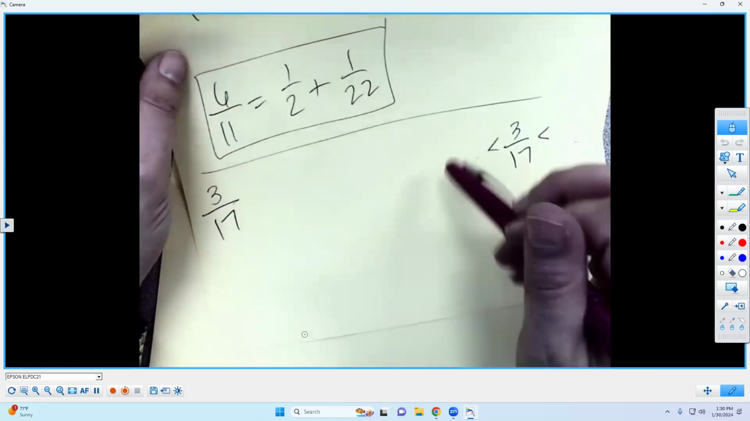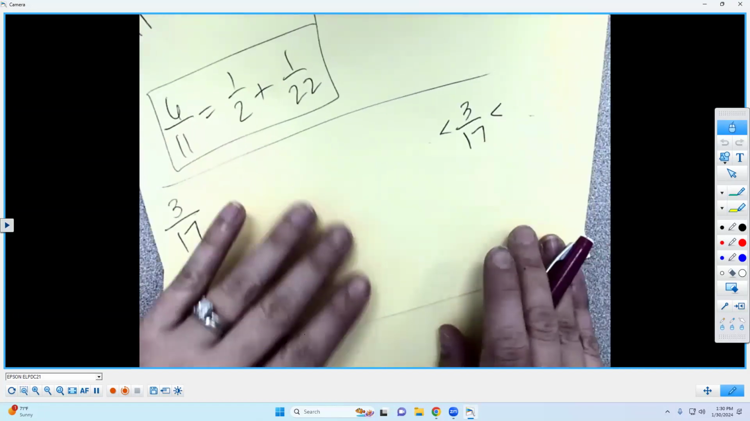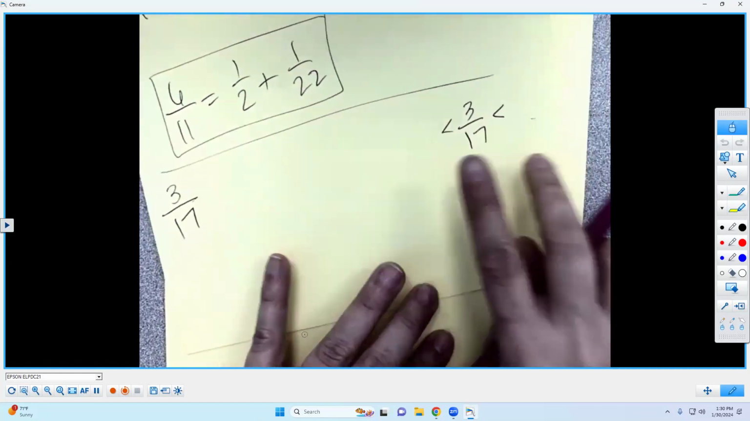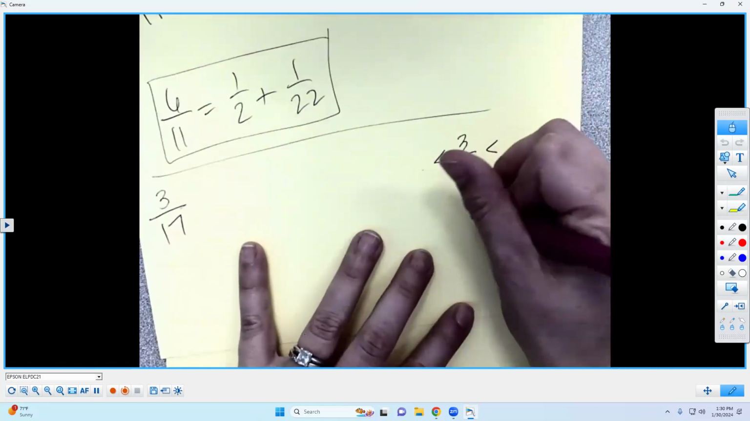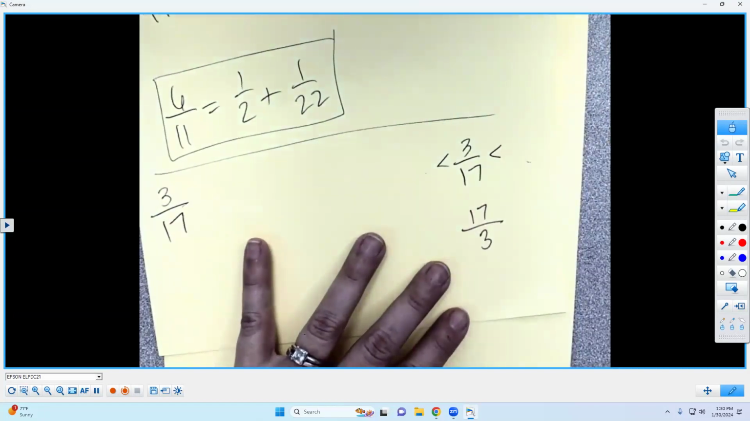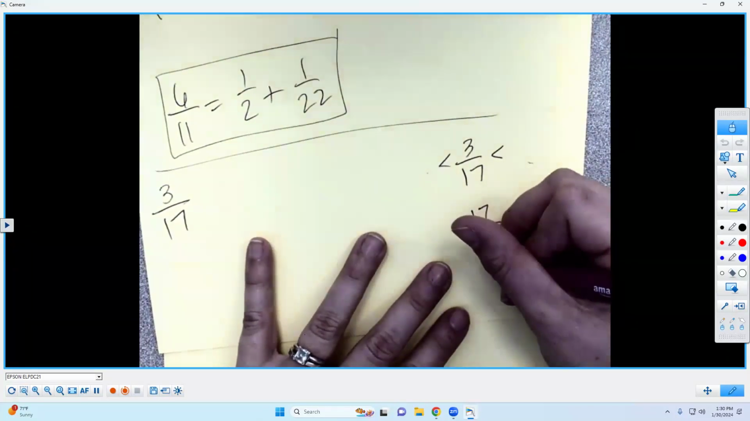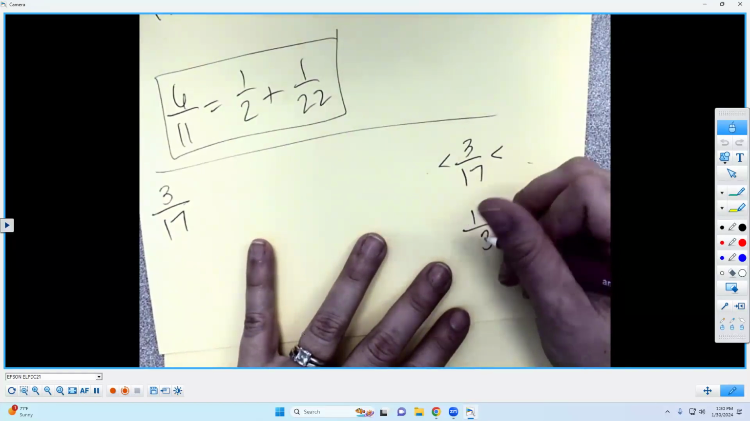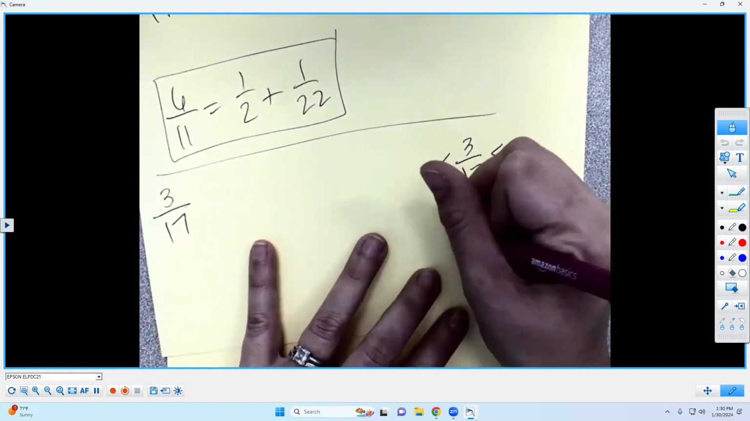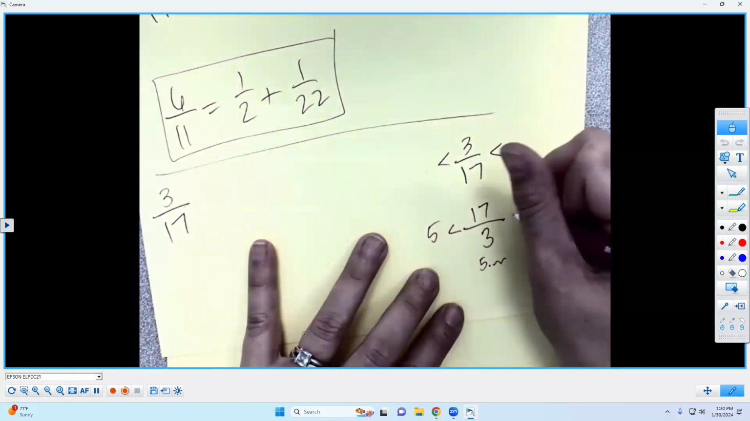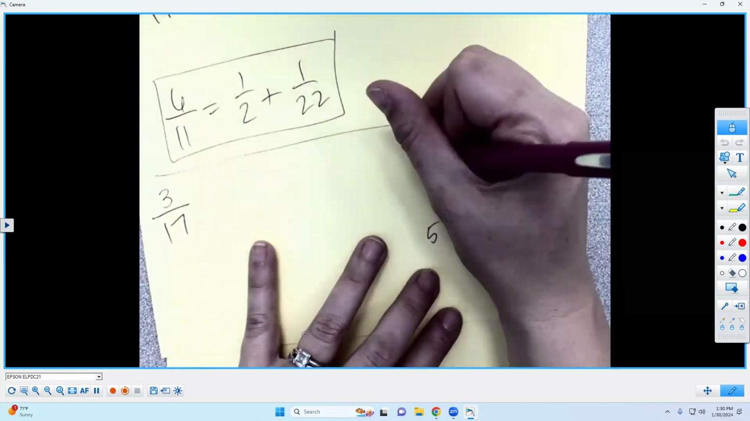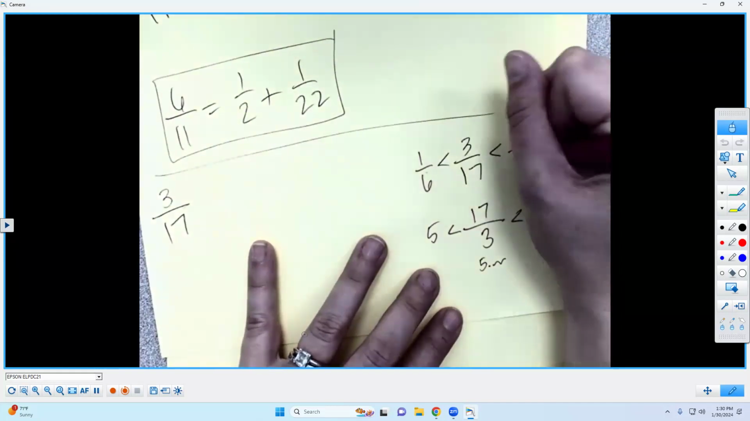So it's your choice on how you figure out what that unit fraction is. Figure out the 2 unit fractions this is in between. One way to do it is to think about it in terms of whole numbers. 17/3 is 5 point something, because 18 divided by 3 is 6. So this is 5 point something. So that's in between the number 5 and 6. That tells me this fraction is in between 1/6 and 1/5.